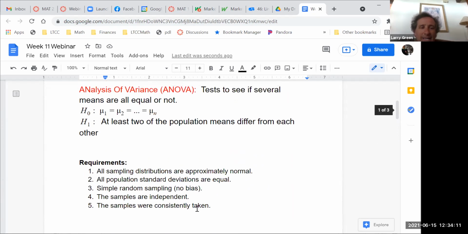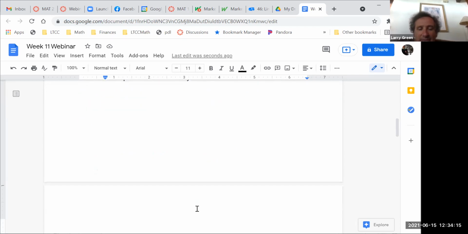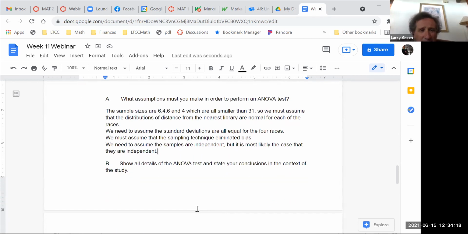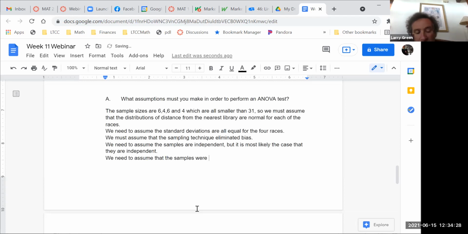Okay, and then finally, the samples were consistently taken. And again, it doesn't say anything about it, so we need to assume that the samples were consistently taken. Okay, so the study was conducted in the same way for each of the races. Any questions on that? Okay, so those assumptions all need to be made because nothing in the paragraph or the sentence said that the researcher dealt with it. Any questions at all on part A?